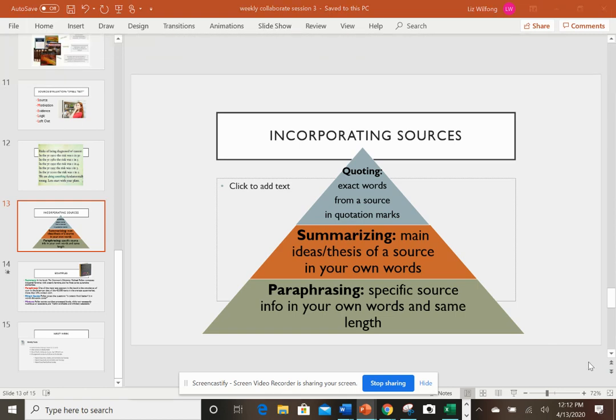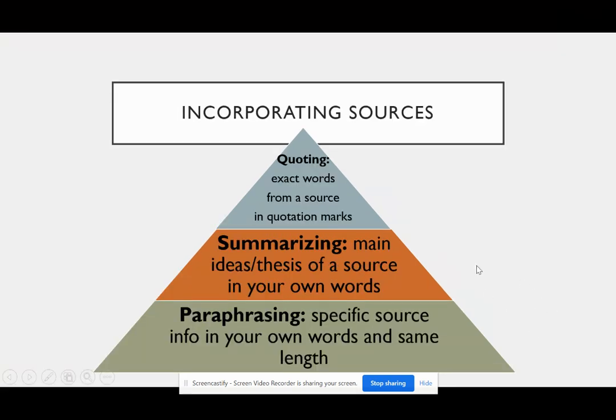Hey, everybody. So I had a couple more things that I wanted to cover with y'all in our collaborate session that we didn't get to because there's so much to talk about. But I want to make sure that y'all are clear on how we incorporate sources into a paper and also what you're going to be doing for that source incorporation quiz.